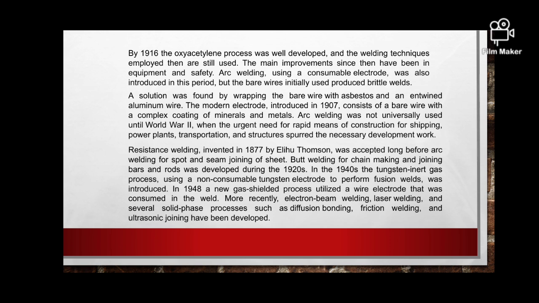The modern electrode, introduced in 1907, consists of a bare wire with a complex coating of minerals and metals. Arc welding was not universally used until World War II, when the urgent need of rapid means of construction for shipping, power plants, transportation, and structures spurred the necessary development work.